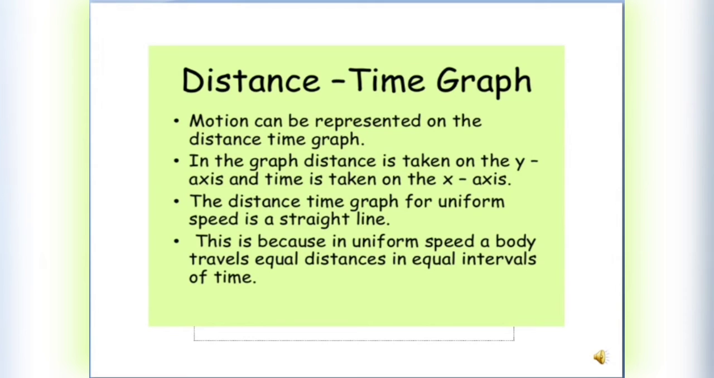Distance time graph. Motion can be represented on the distance time graph. In the graph, distance is taken on the y-axis and time is taken on the x-axis. The distance time graph for uniform speed is a straight line. This is because in uniform speed, a body travels equal distances in equal intervals of time. So let's know what this distance time graph is.